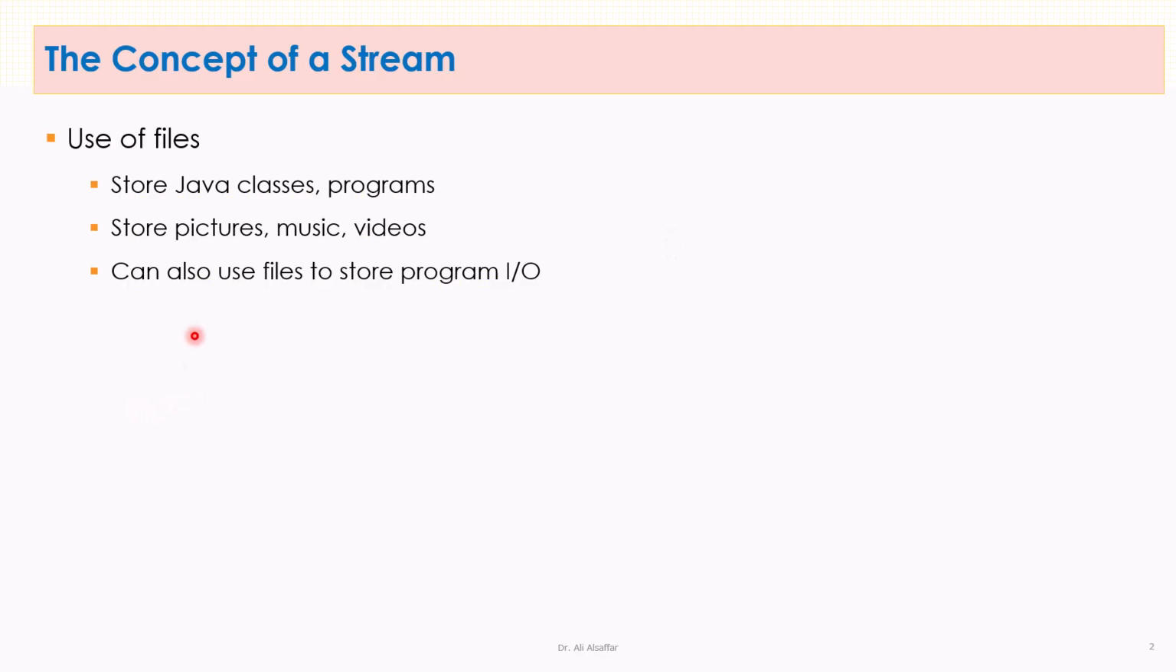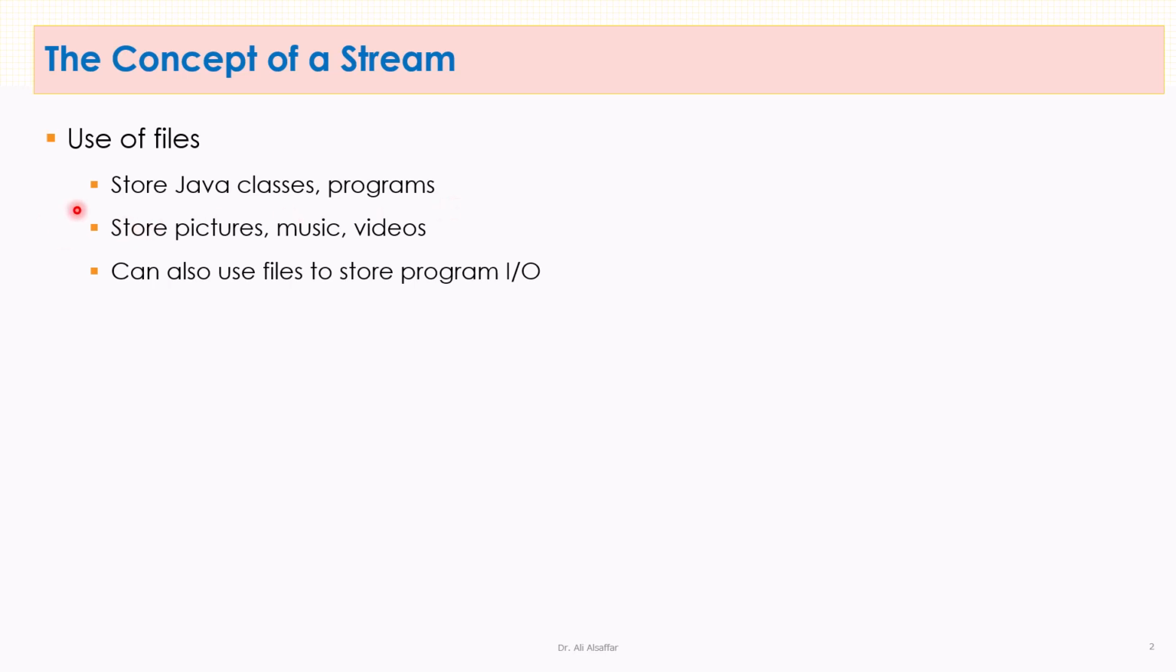First is the use of files. We have used files in many applications. For example, when you write your Java program, you are in fact saving your program in a file. So when you use jGRASP and you save the file, the file will have a name ending in .java. This file is used to store your program. So files are used for storing Java classes, programs, and so on.